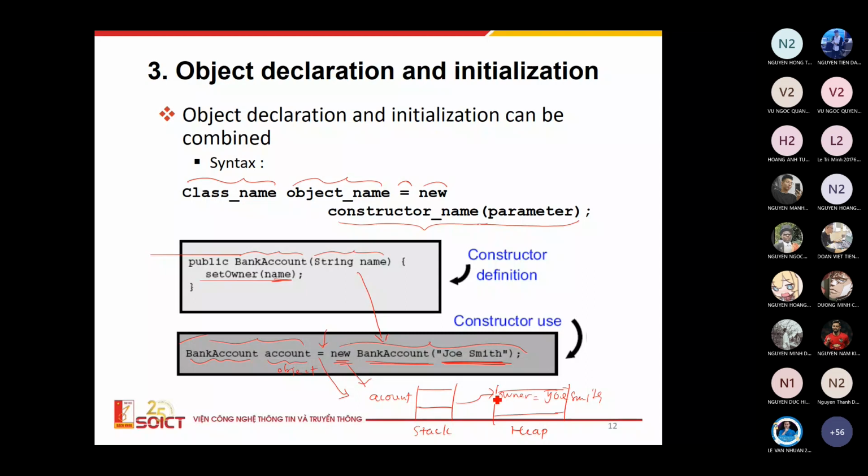Và lúc này thì địa chỉ của vùng nhớ này được gán cho bank account. Đấy, đây sẽ ra địa chỉ. Và nhờ đó thì mỗi lần chúng ta truy cập vào bank account, chúng ta sẽ biết địa chỉ bên heap, được dẫn sang vùng nhớ bên heap. Và chúng ta sẽ biết được là đối tượng account này có owner là John Smith.